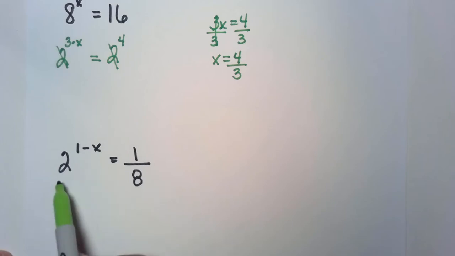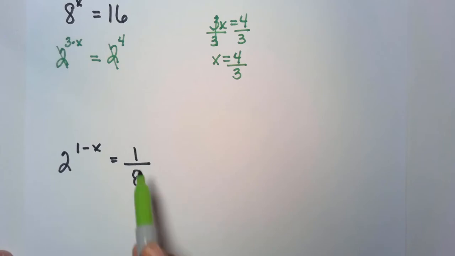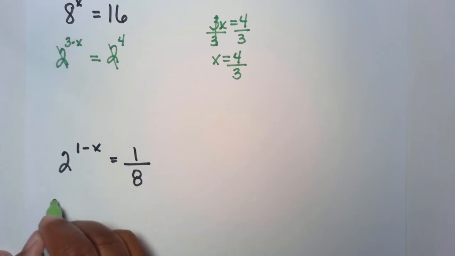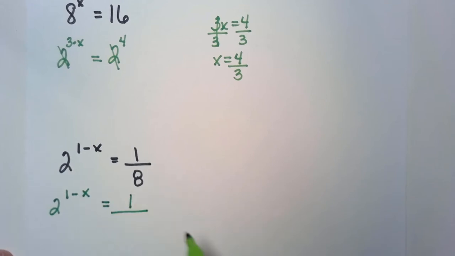Our next example, 2 raised to the 1 minus x is equal to 1 over 8. So we have a fraction. Here's the little catch. Yes, we're going to use base 2. Let's convert this 8 that's in the denominator. We know that this is going to be 2 cubed. But we want our bases to be on the same level, the same line, and we have this in fraction form. So what do we have to do to move this 2 to the third power to make it on the same level? What do you think?